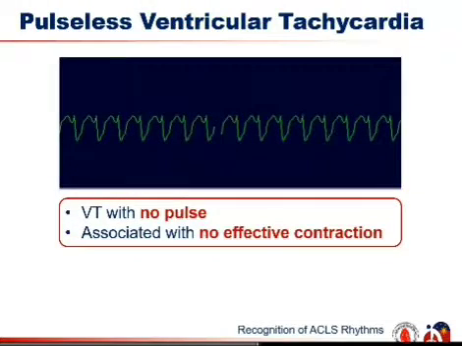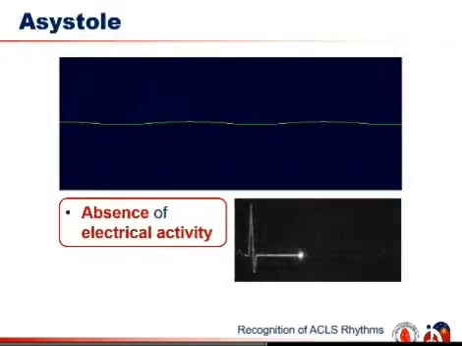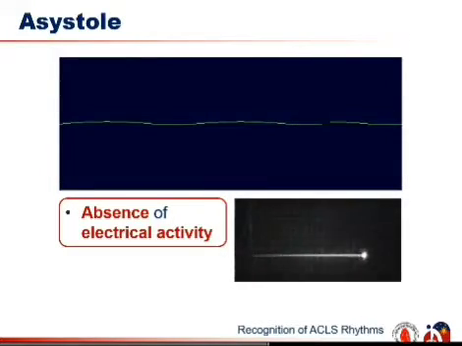Pulseless ventricular tachycardia is a wide, complex, fast rhythm that does not produce a pulse, as the name implies. This rhythm is considered an arrest rhythm since the heart does not practically contract and pump in spite of the presence of electrical activities that can be seen in the monitor. Asystole, on the other hand, is defined as the absence of electrical activity. It appears as a near straight line on the cardiac monitor.